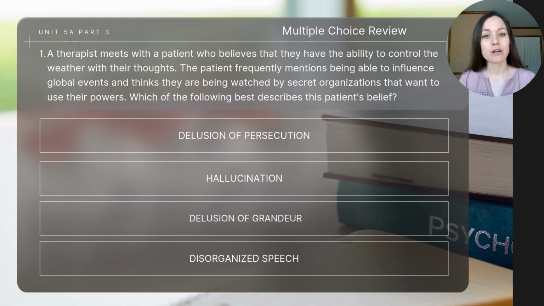Question number 1 says, a therapist meets with a patient who believes that they have the ability to control the weather with their thoughts. The patient frequently mentions being able to influence global events and thinks they're being watched by a secret organization that wants to use their powers. Which of the following best describes the patient's belief?